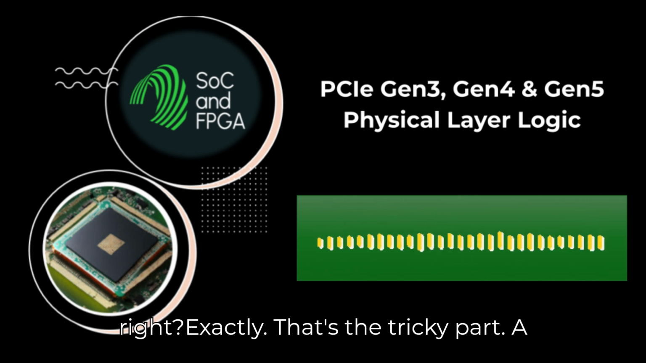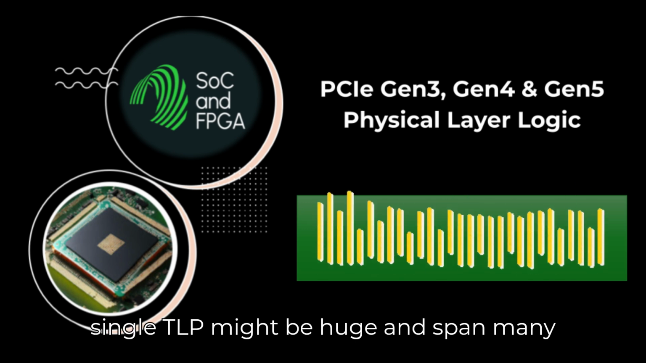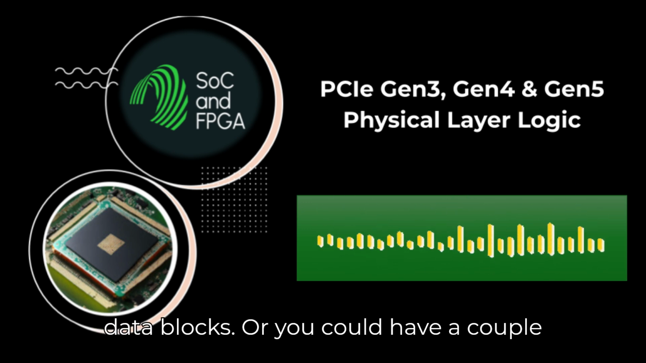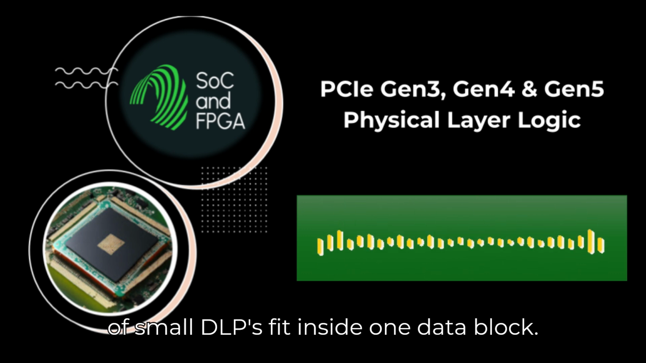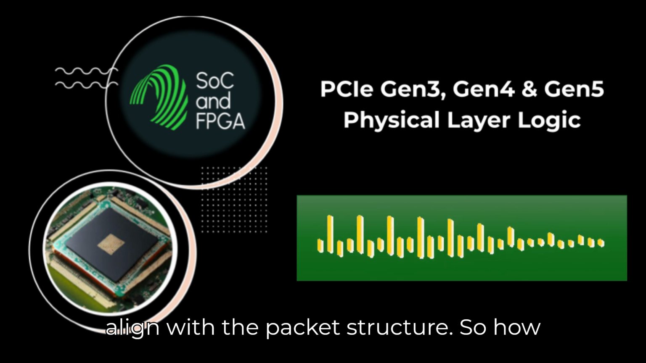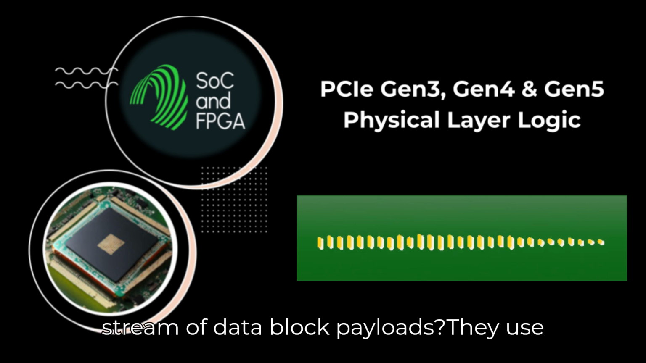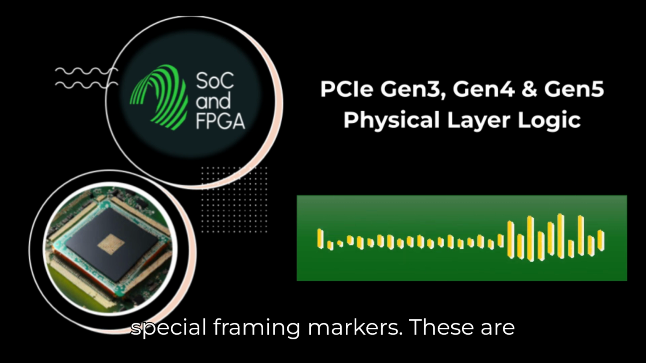They vary, right? Exactly. That's the tricky part. A single TLP might be huge and span many data blocks. Or you could have a couple of small DLLPs fit inside one data block. The block structure doesn't inherently align with the packet structure. So how does the receiver know where one packet ends and the next begins within this stream of data block payloads? They use special framing markers.